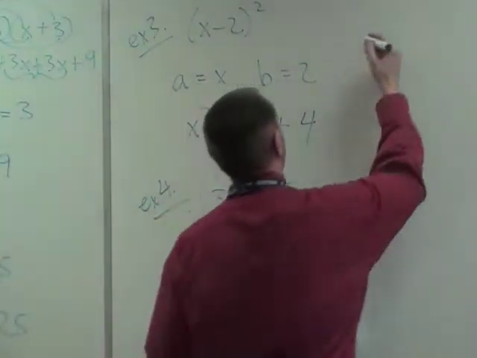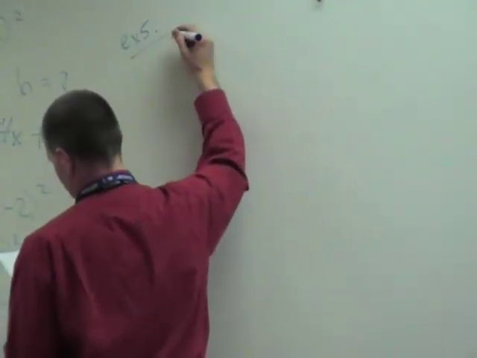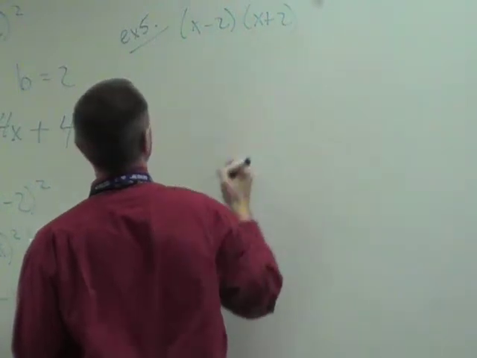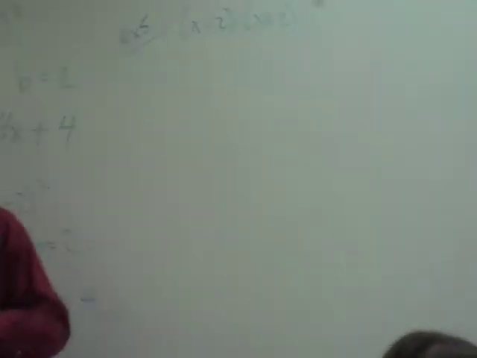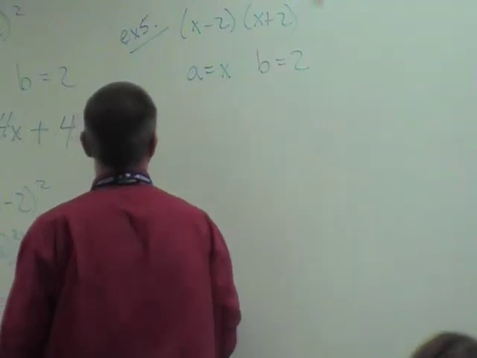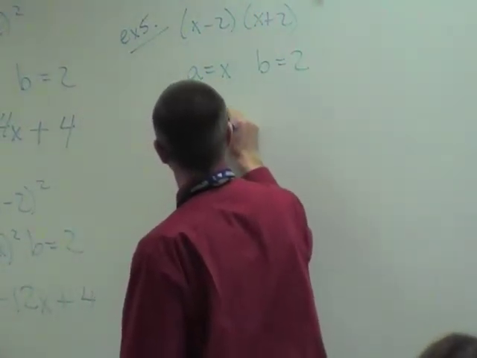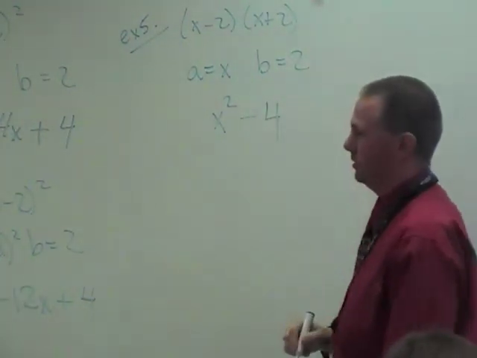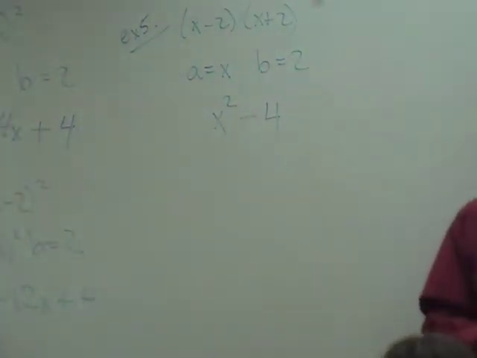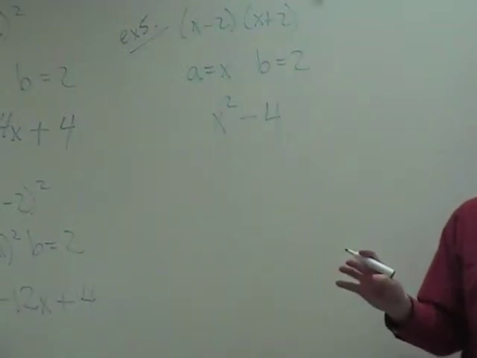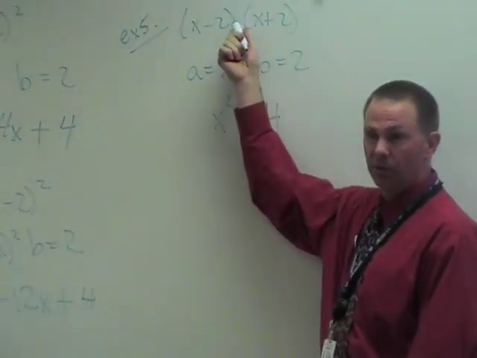All right, example 5. X minus 2 times x plus 2. Which formula is it? Third one. What's A? What's B? 2. What's A squared? X squared. The formula says minus. What's B squared? 2 squared, which is 4. That's an easy one. It's the easiest formula in the whole book, which means it's also easiest to go backwards.